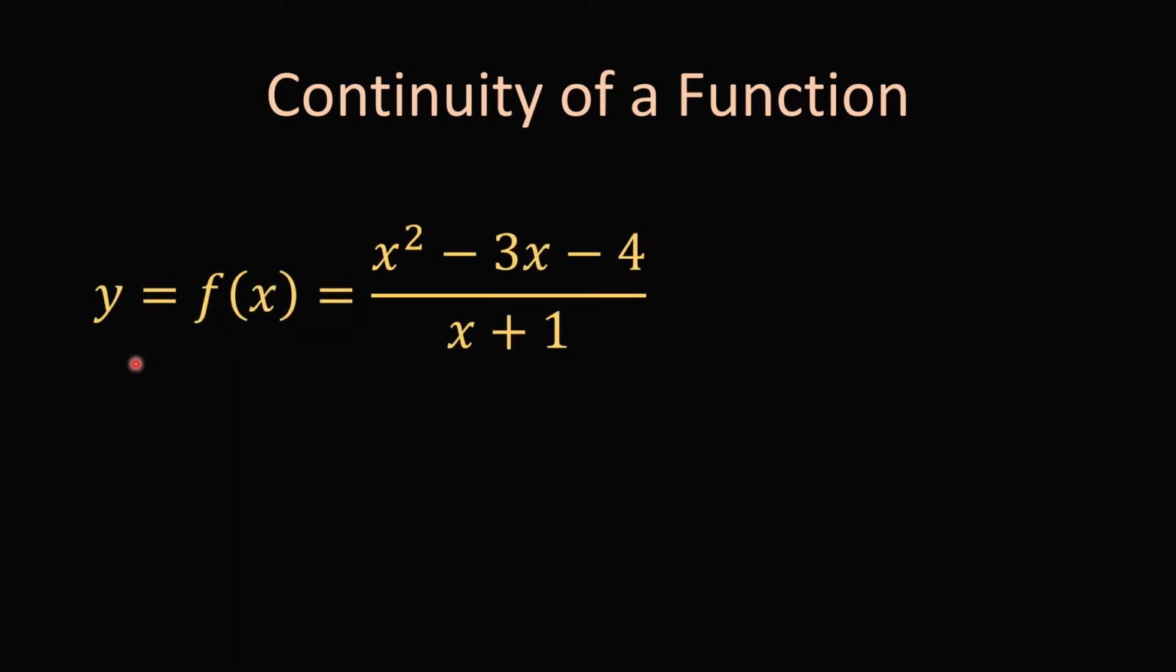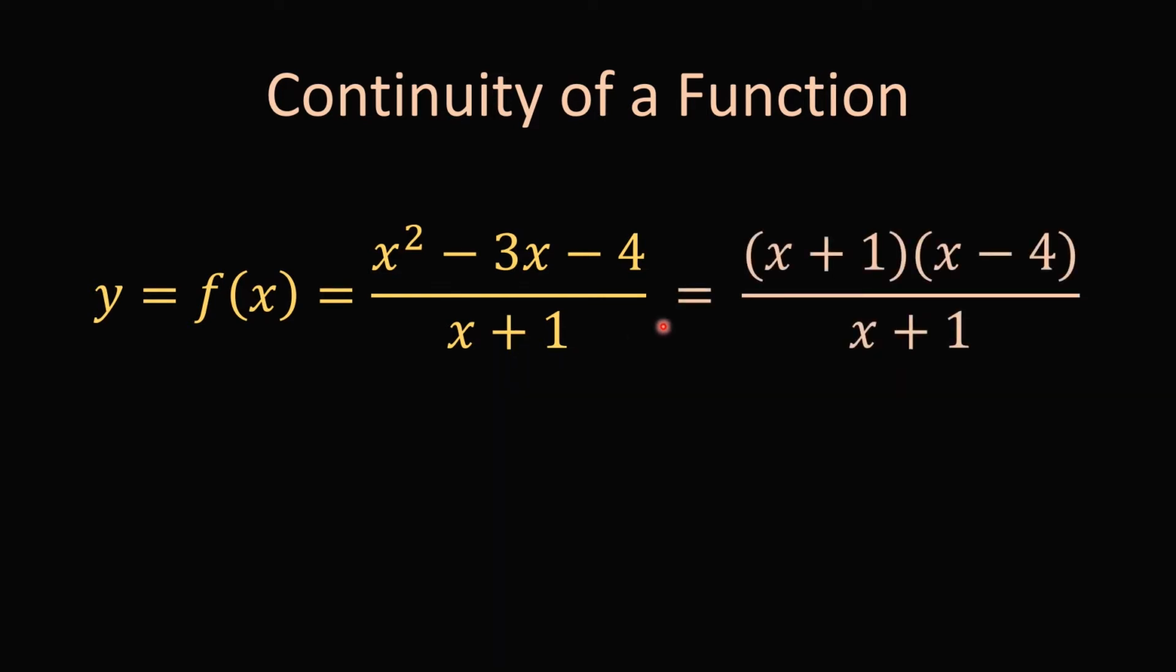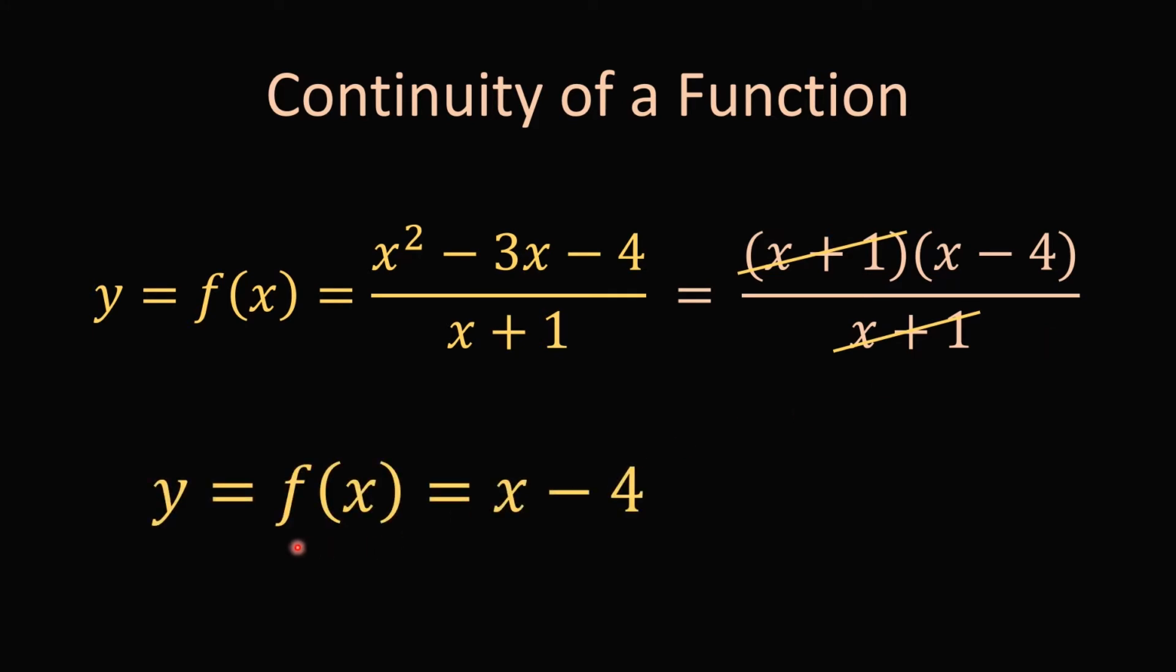Learners, today we're going to discuss continuity of a function. Let us examine the given: y is equal to f of x is equal to x squared minus 3x minus 4 all over x plus 1. Now, if we factor the numerator, it would be the quantity of x plus 1 times the quantity of x minus 4. After that, the common factor x plus 1 can be cancelled out. So what remains in our function is f of x is equal to x minus 4.